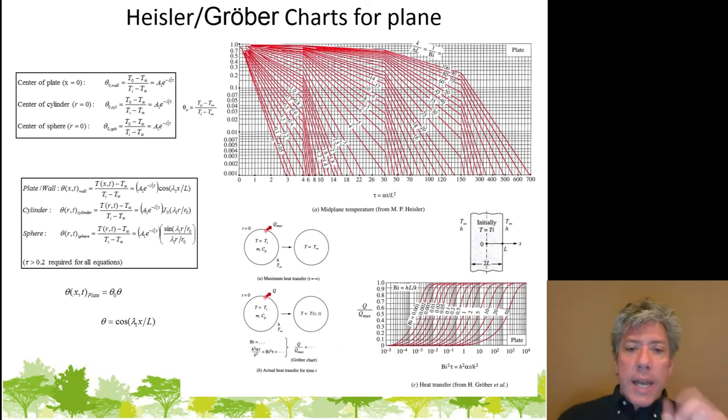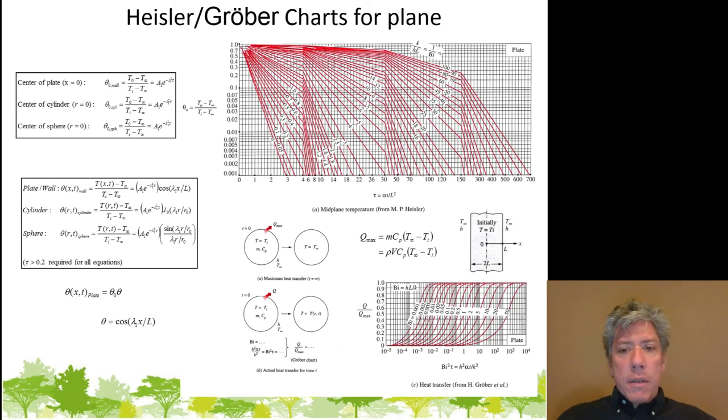Now remember, you can calculate Q max as m c_p delta T, where delta T is the initial temperature of the body minus the final temperature of the body, which has to be the temperature of the surrounding fluid, T infinity. So there's the equation, so you don't forget it. And of course, you don't have to have the mass necessarily. It could be the density and the volume of the body, but that'll allow you to calculate Q max and get what you really want.